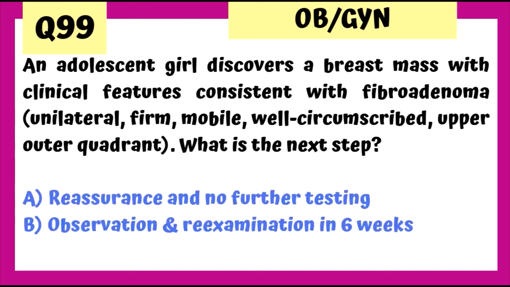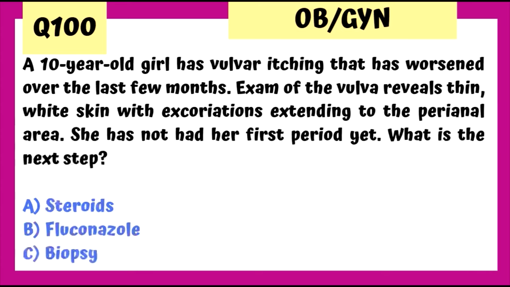An adolescent girl discovers a breast mass with clinical features consistent with fibroadenoma. What's the next step? So she's got this unilateral, firm, mobile, well-circumscribed upper-outer quadrant mass. What would we do? Observation and re-examination in 6 weeks. It's not no further testing, we want to re-examine it.